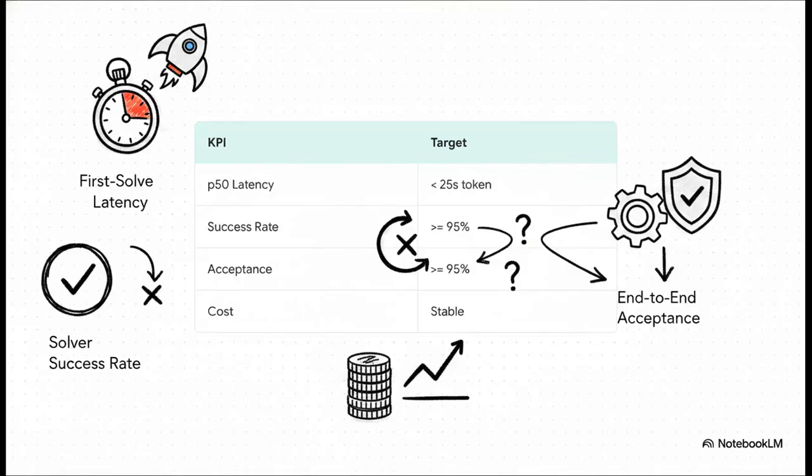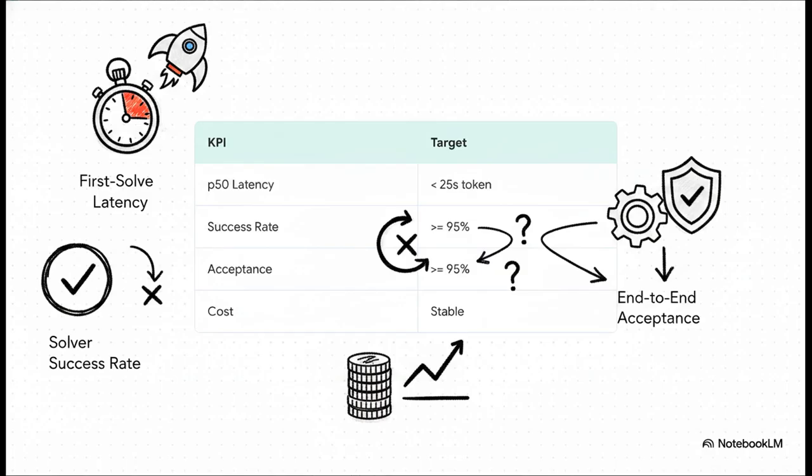Now, let's talk numbers. These are the crucial developer metrics you need to be watching. Notice how we track first solve latency and solver success rate completely separately from end-to-end downstream acceptance. This is a real game changer. Think about it. If a failure happens, you need to know instantly.